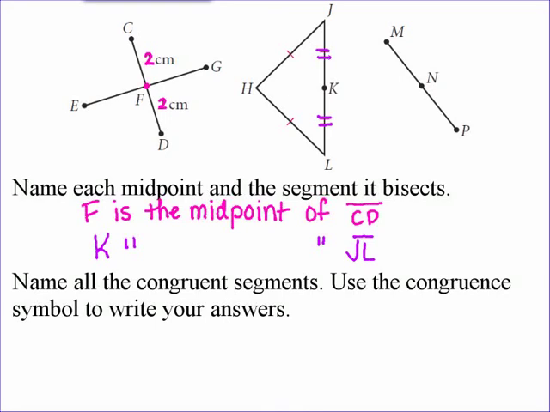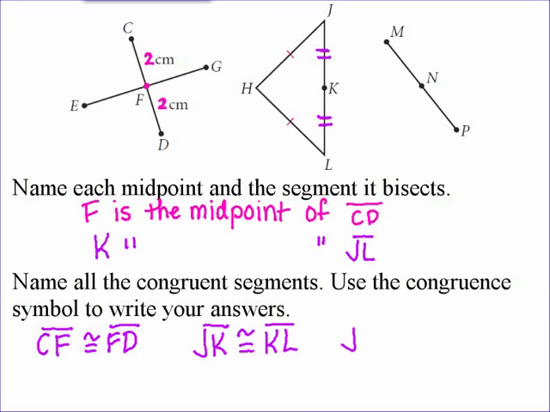Okay, name all congruent segments. Use the congruent symbol to write your answer. So first of all, I'm going to do one for you. There you go. Segment CF is congruent to segment FD. What would another set be? JK is congruent to KL. Good. What's another one? There's one more. JH. Yep. JH is congruent to HL because of these segments. All right?